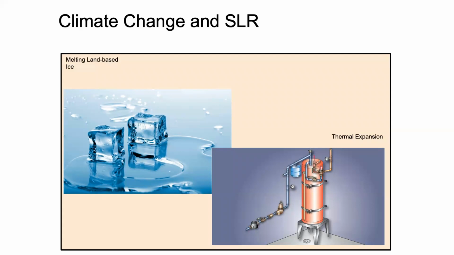The other is the melting of land-based ice, so chunks of ice that are perched up on land, like in Greenland or Antarctica or mountain glaciers. And as that water melts, it contributes new volume to the ocean basins.